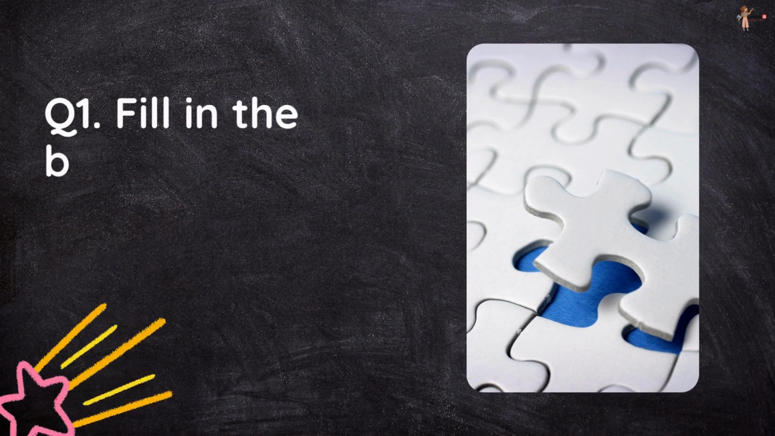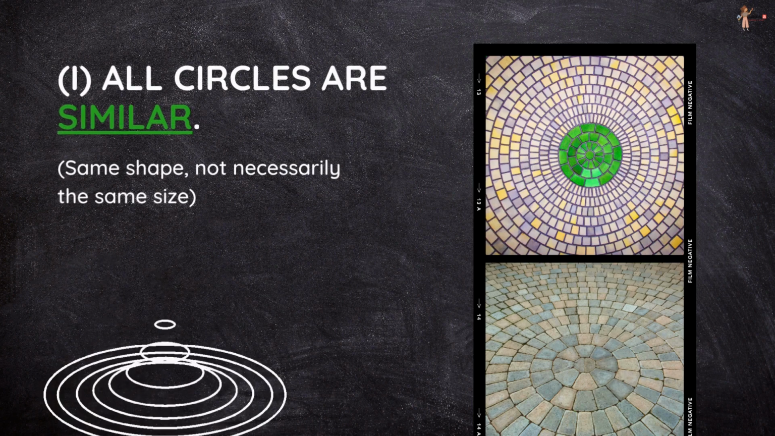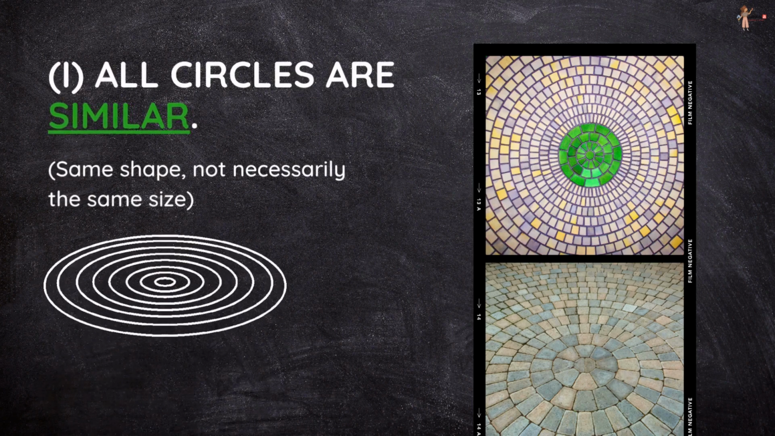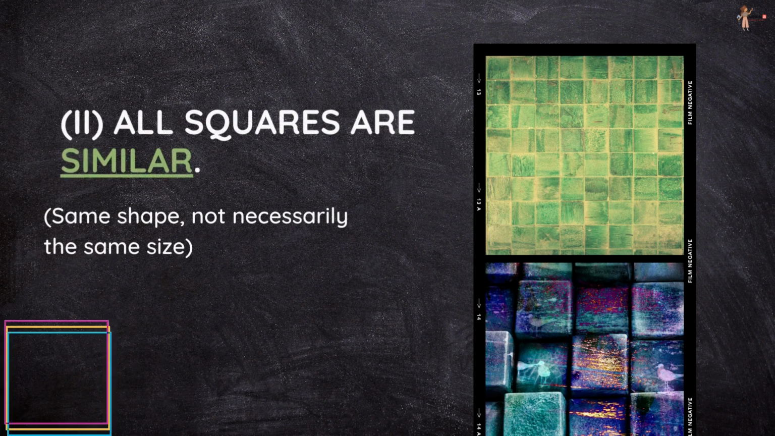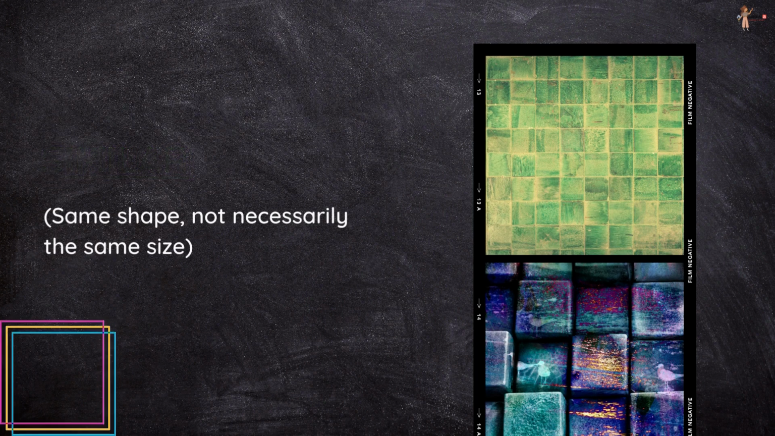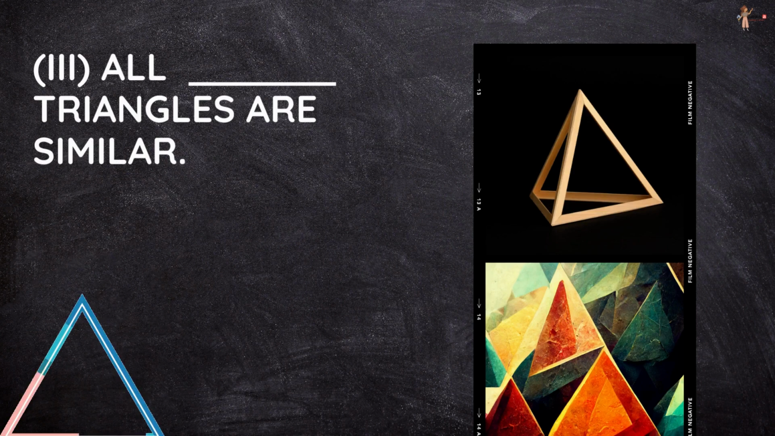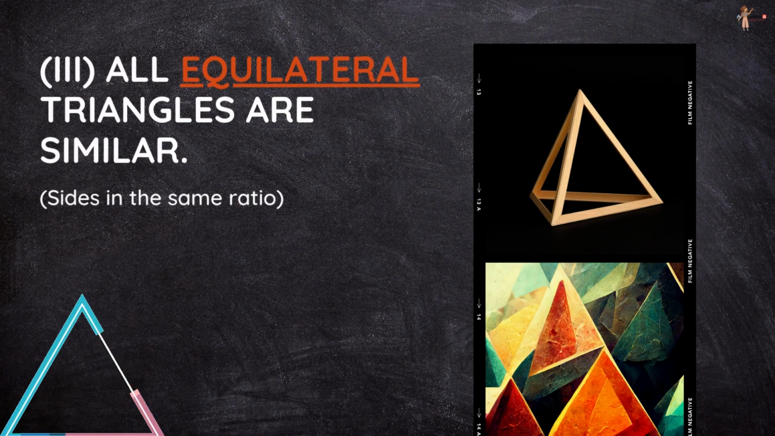Fill in the blanks with the appropriate words. All circles are, well, similar, right? Same shape, not necessarily the same size. Now, all squares are, the answer would be, similar. Same shape, not necessarily the same size. Now, all equilateral triangles are similar. So, what do you think? All equilateral triangles are similar because sides are in the same ratio.